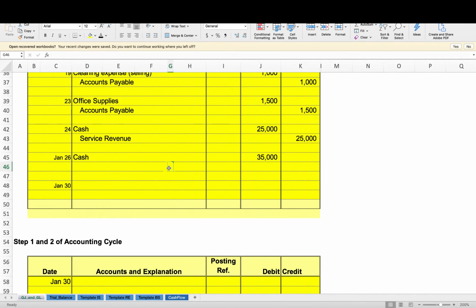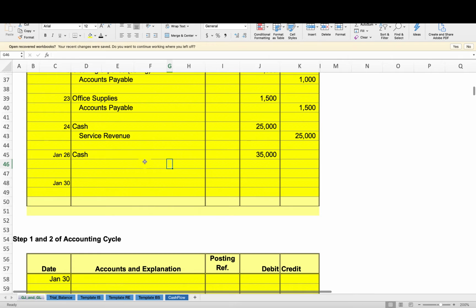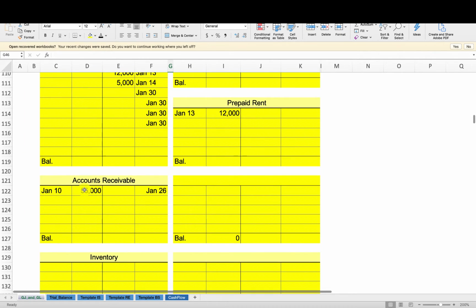Now, this is where a lot of people make mistakes. We did not do more work, so we're not going to credit service revenue, right? We already did the work on the 10th. On the 10th, we debited accounts receivable for 55, and we credited service revenue for 55. So now that we're getting paid, we're not going to adjust service revenue again. The only thing we have to adjust is accounts receivable, because accounts receivable right now shows a balance of 55.